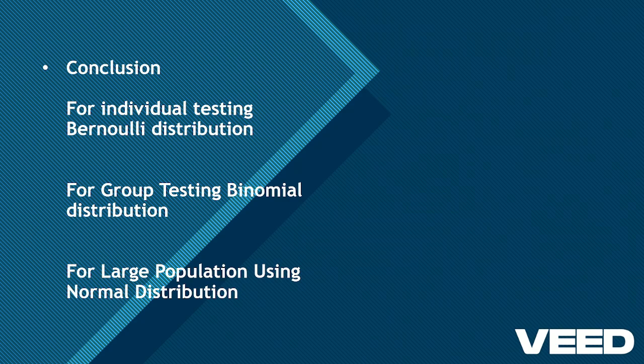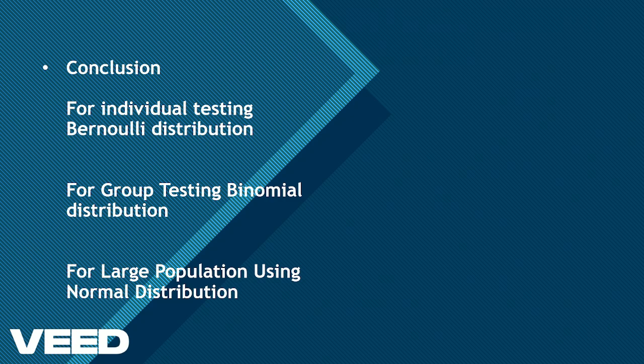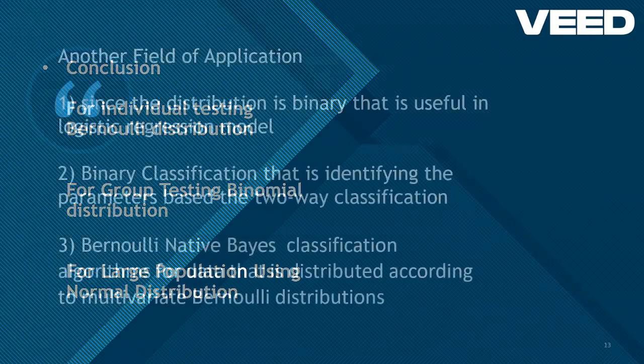There are some conclusions. The binomial distribution is used for individual testing, and the Bernoulli distribution is also used for individual testing. If we are going to do group-wise testing, then we have to go for the binomial distribution, and if we are selecting a large population, then we have to find the probability of success through the normal distribution. In the next slide we will see some other fields of the Bernoulli distribution.